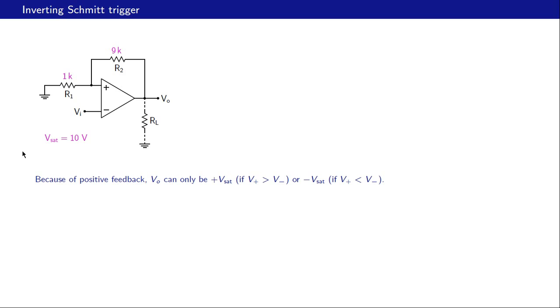Let us look at this circuit, which is our non-inverting amplifier with the plus and minus inputs interchanged. R2 is 9K, R1 is 1K, and we will assume Vsat to be 10 volts. Now as we have seen, because of positive feedback, Vo can only be either plus Vsat or minus Vsat. It will be plus Vsat if V plus is greater than V minus, otherwise it will be minus Vsat. Now let us take an example. Say Vi equal to 5 volts. So we have 5 volts here, and figure out whether the output would be plus Vsat or minus Vsat.